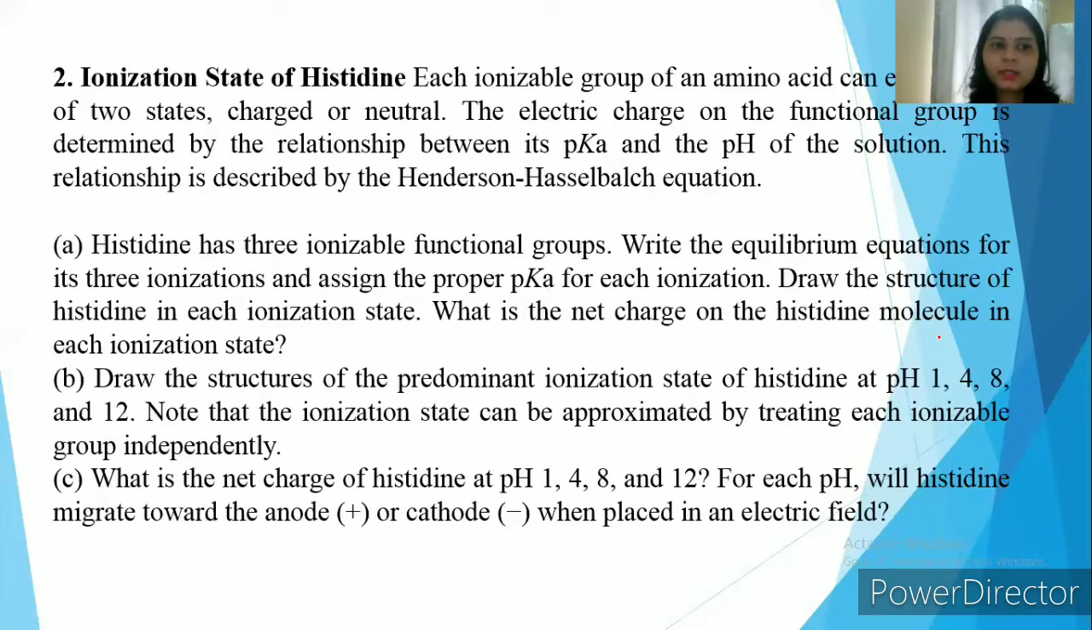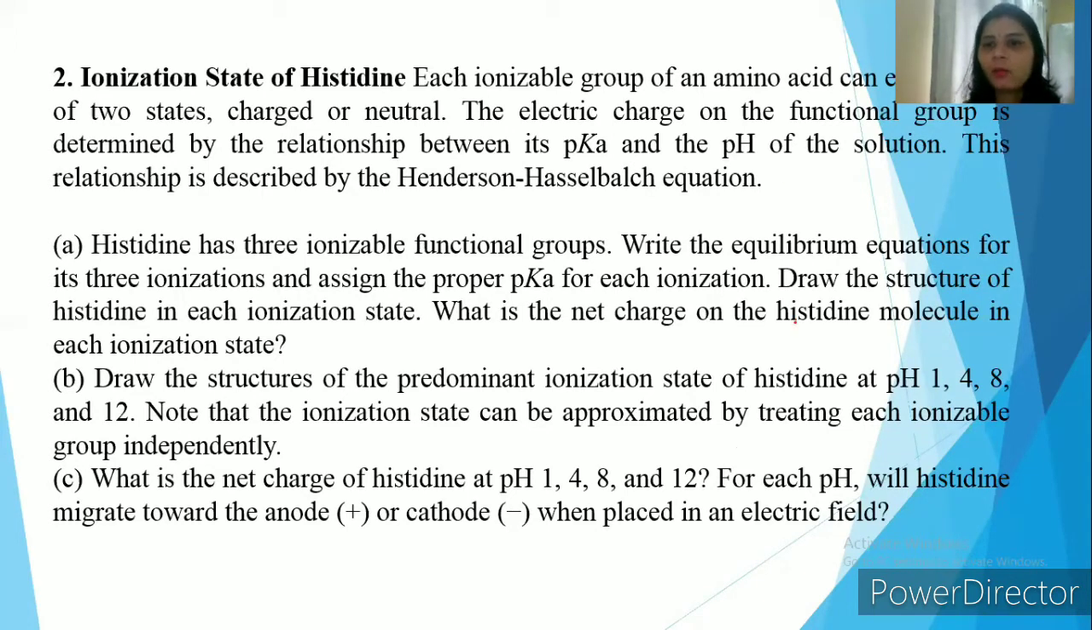The questions are: histidine has 3 ionizable functional groups. Write the equilibrium equation for its 3 ionizations and assign the proper pKa for each ionization. Then draw the structure of histidine in each ionization state. What is the net charge on the histidine molecule in each ionization state? Draw the structure of the predominant ionization state of histidine at pH 1, 4, 8 and 12. Note that the ionization state can be approximated by treating each ionizable group independently. Then, what is the net charge of histidine at pH 1, 4, 8 and 12? For each pH, will histidine migrate towards the anode or the cathode when placed in an electric field?